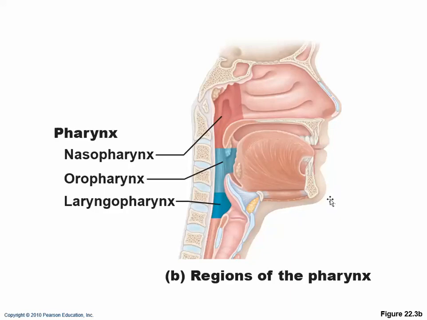Now, the 3 regions vary. In the nasopharynx, the mucosa is a pseudostratified ciliated mucosa. It's just the same as the respiratory mucosa. In the oropharynx and the laryngopharynx, because it's also a passageway for food, this is a non-keratinized stratified squamous epithelium. No cilia and no mucus.